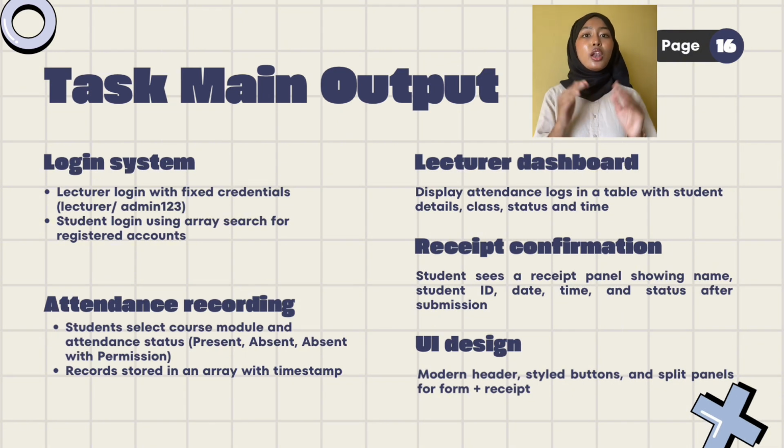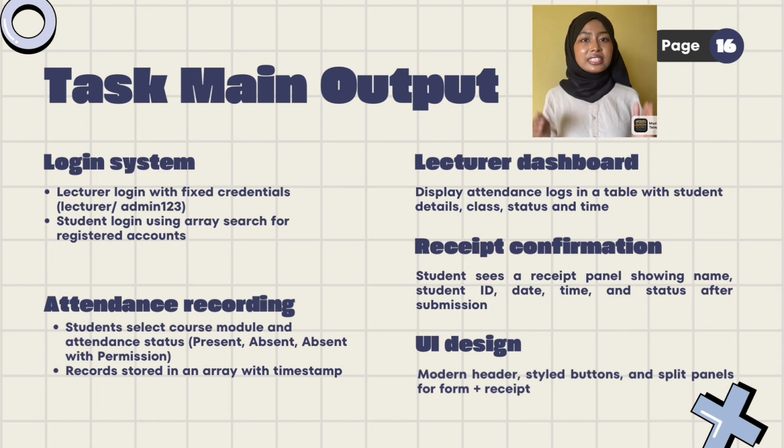First, we have the login system, which handles 2 distinct user roles. Lecturer login features a fixed set of credentials with the username lecturer and password admin123. Student login utilizes an array search functionality to verify the login of registered student accounts.